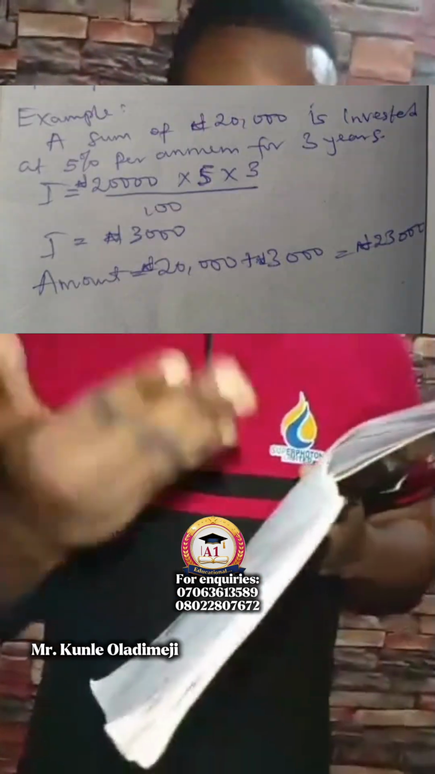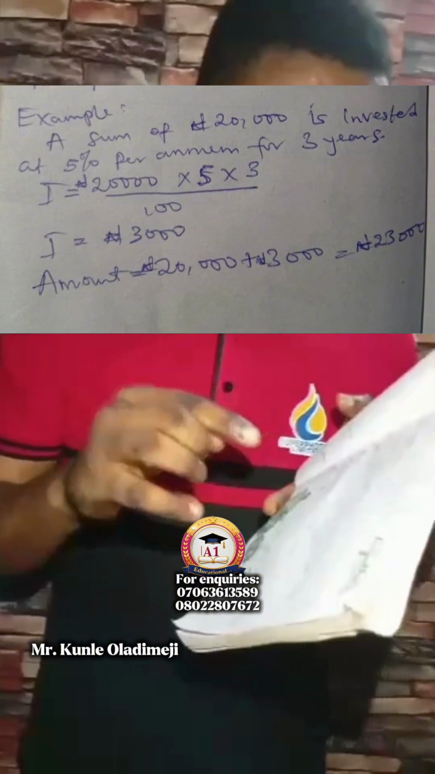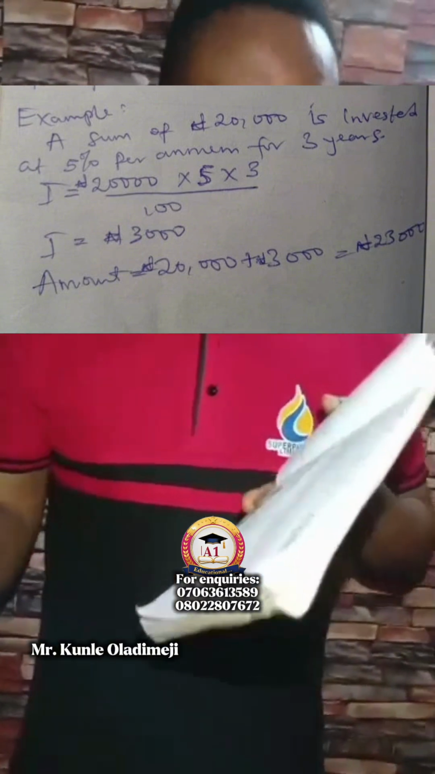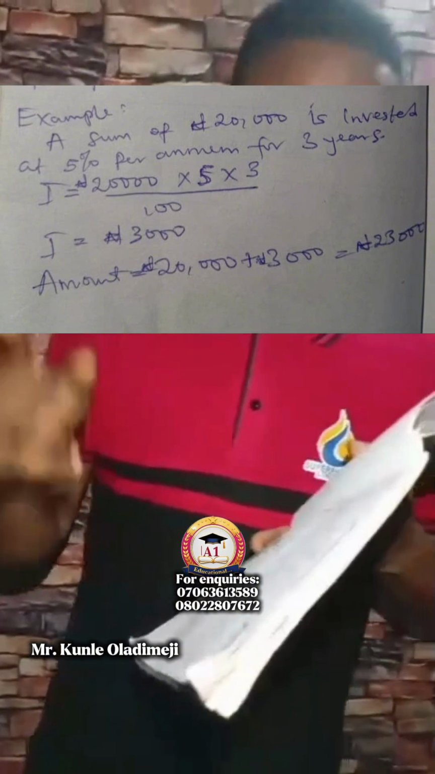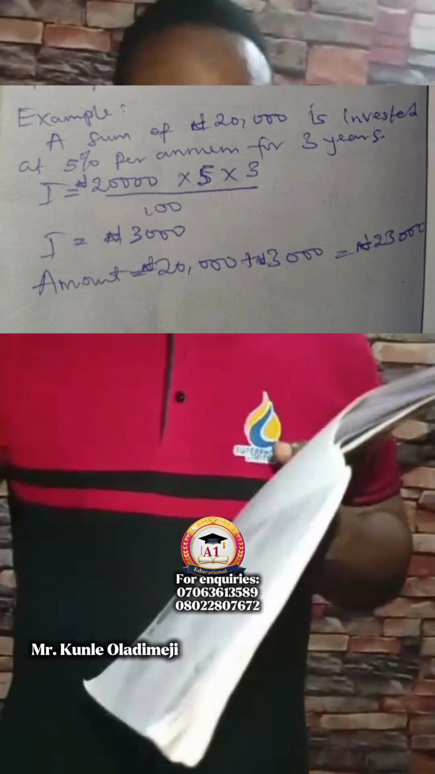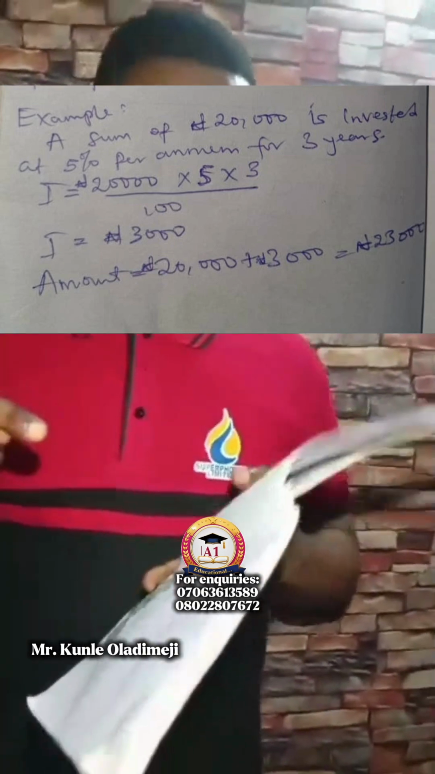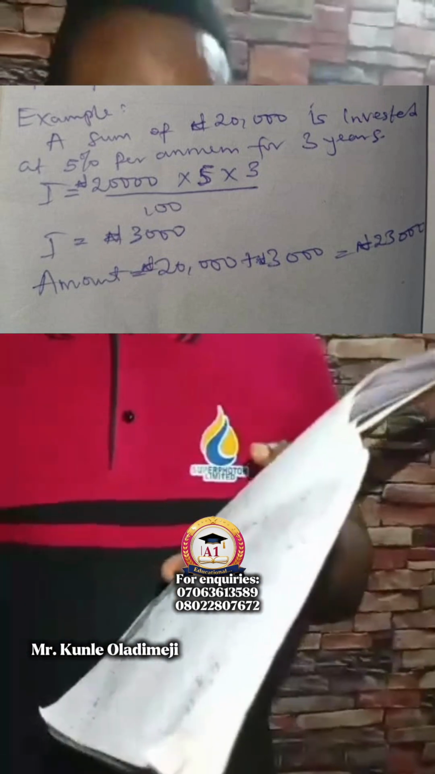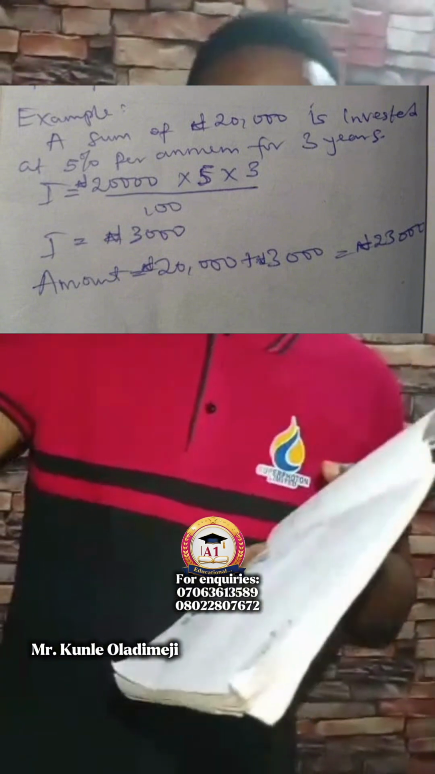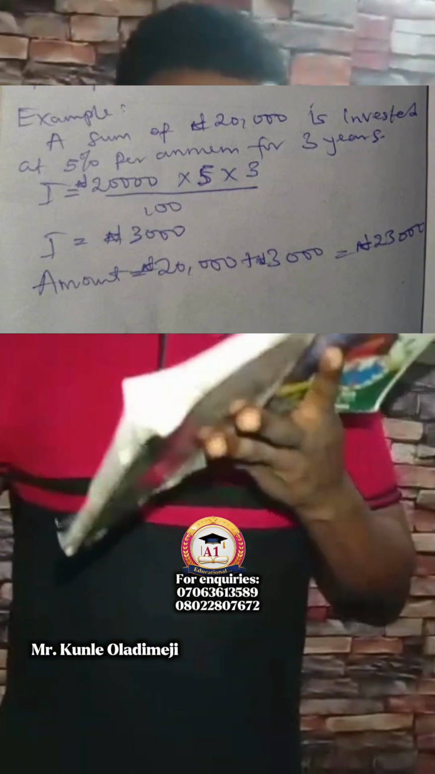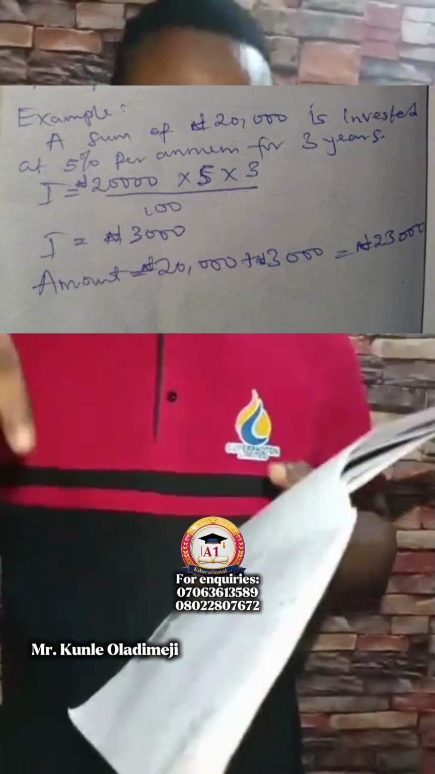So when you calculate it, you cut these two zeros, they divide each other, then you'll be left with 200 times 5 times 3, and the answer to that will give us 3,000. So the 3,000 is the interest on that 20,000. To get the final amount, it is the 20,000, which is the what? The principal, plus the 3,000 interest.